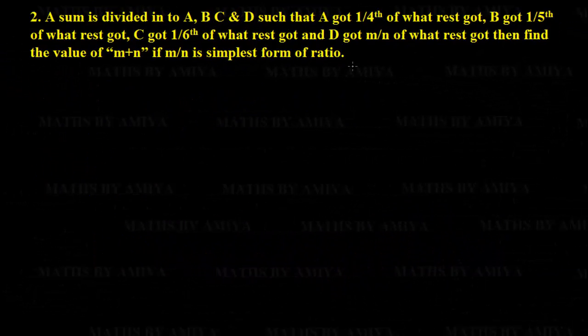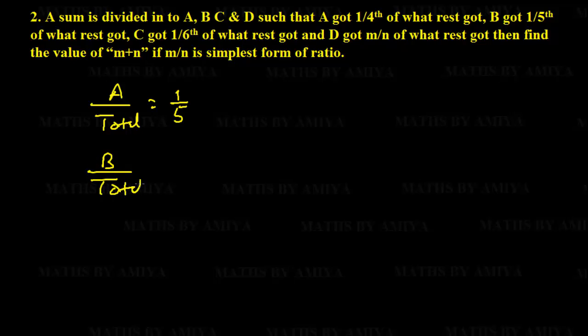Now check the solution of question number 2. Question number 2 is of rest problem. We know A is 1 by 4th of what rest got, so we can say A by total is 1 by 5. Same, B got 1/5 of the rest, so B by total is nothing but 1 by 6. C got 1/6 of the rest, so C upon total is 1 by 7. And we need to find what about the D.